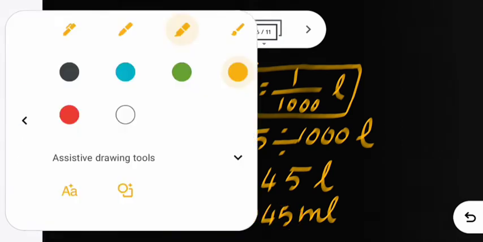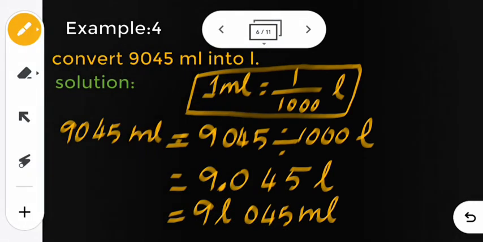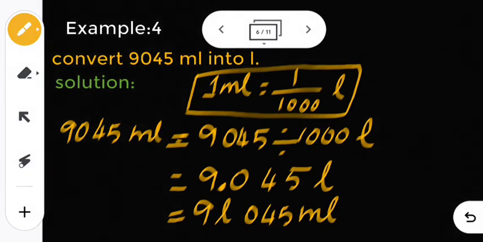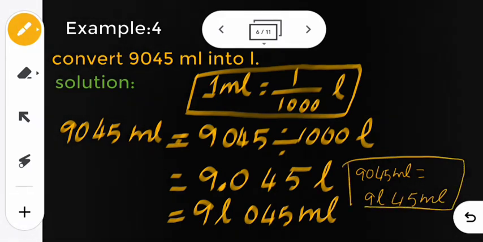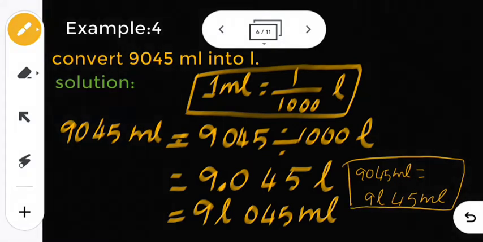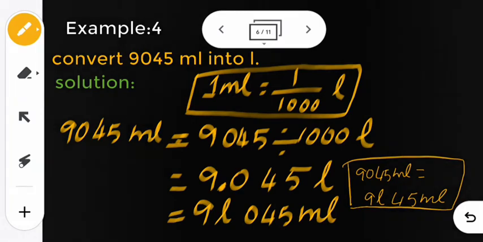So when you write the answer, you can write it just 9045 milliliter equal to 9 liter 45 milliliter. You can write it. Since I don't have any space down, I am writing here. You can write it down. 9 liter 45 milliliter. This is the answer. Okay, now conversion part I have completed.